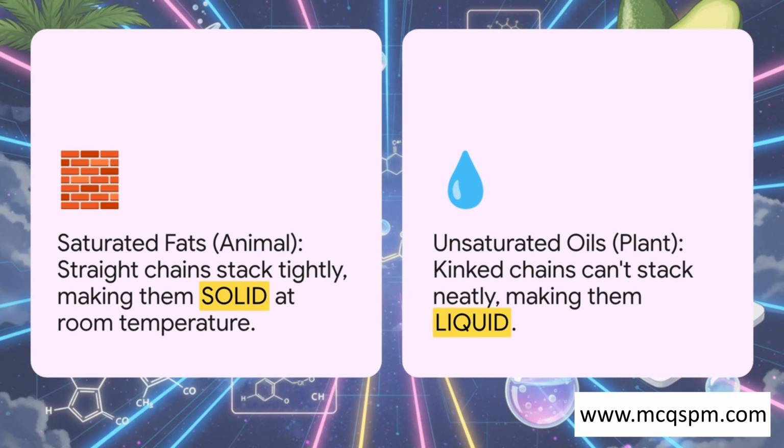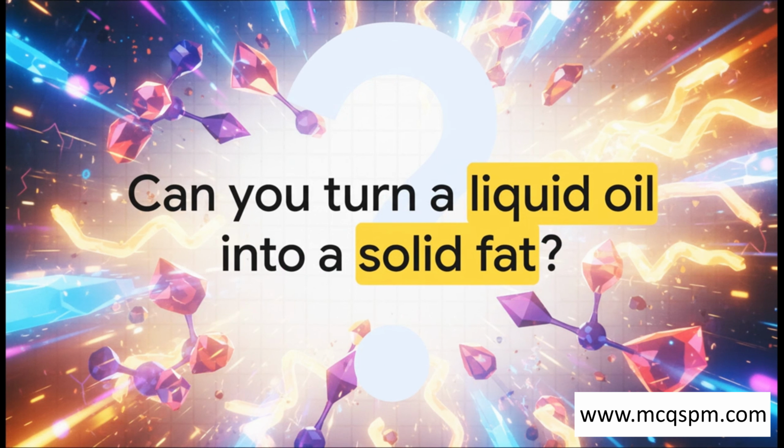It's like trying to pack a box with cooked spaghetti. It's all bent and tangled, so the chains can't get close, and they just flow around as a liquid. Okay, so if those little kinks are the reason oils are liquid, what do you think would happen if we could get rid of them? Could we straighten out those molecules? Could we actually turn a liquid oil into a solid fat?